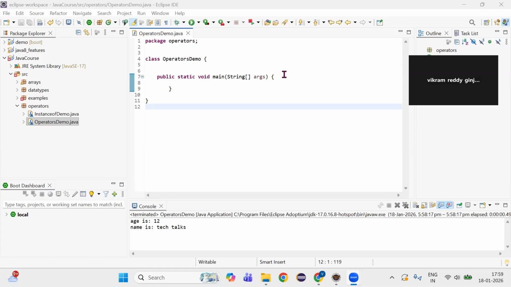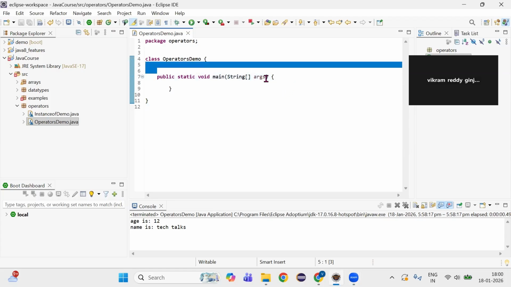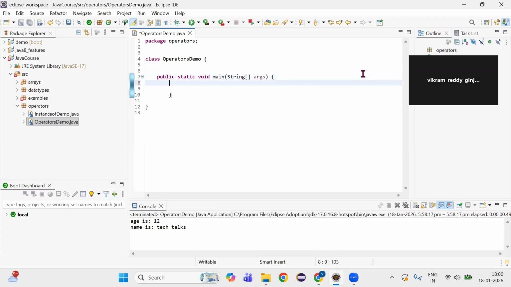They are used to perform some specific task. So we have different types of operators in Java, depending on the task we are going to perform. First, they are arithmetic operators. So they are similar to what we see in our mathematics.